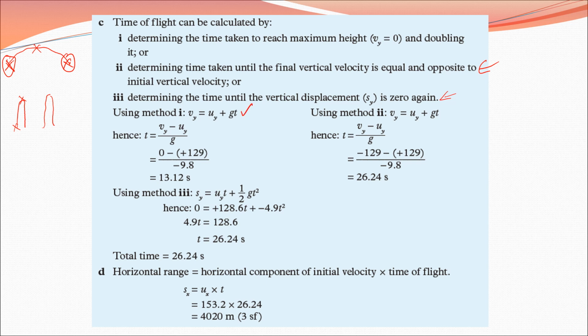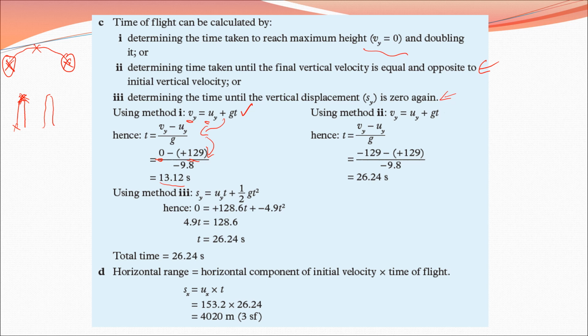V equals U plus GT. We know V and U because in the first scenario, this is the first method, time to reach maximum height, where the final velocity is 0. That's this point here, where the final velocity is 0. So that would be 0 for this. The initial one is 129 meters per second in the vertical direction. This formula was rearranged to that. Plug the numbers in to get that, and it all comes out in the wash. That's the time to get to the top of the trajectory, 13.2 seconds, which you would double to get the total time in the air.